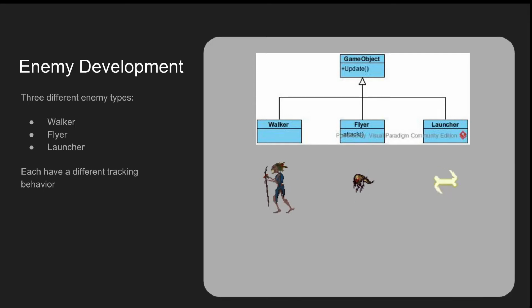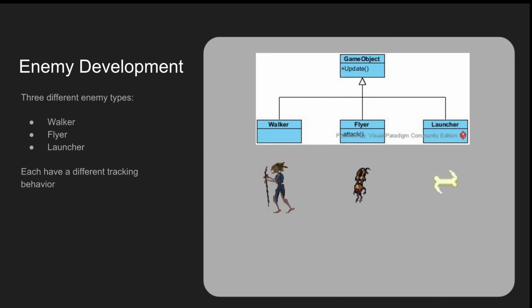So the enemy on the left is the walker, and how it tracks the Archerman is that it follows him by foot and it only moves left to right. It cannot jump. The flyer does something kind of similar. It moves only left and right, but hovers over the Archerman's head. And the launcher will follow the Archerman in the X and Y planes. So no matter where the Archerman is, the launcher will move directly toward it in a straight line path.